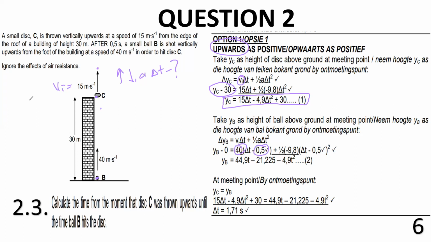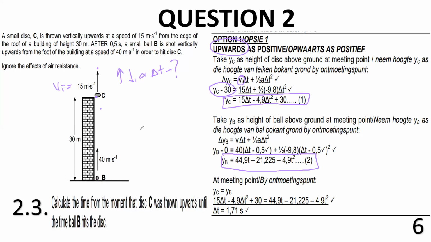Why are we doing that? Because they said B starts moving after 0.5 seconds. All right, after 0.5 seconds, we are using delta t minus 0.5. So just carry on, 1/2 times minus 9.8 times (delta t minus 0.5) squared, and then you are getting yb, another equation. So you have another equation.